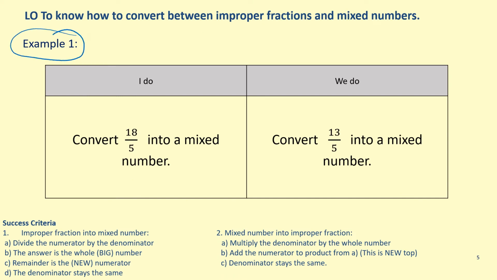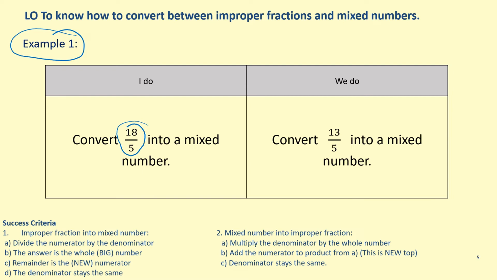Convert 18/5 into a mixed number. So what we have here is an improper fraction, or top-heavy fraction, the one that has a bigger top than the bottom. So the numerator is larger than the denominator, and we want to convert it into a mixed number. A mixed number is a number with a whole number, a big number, an integer, and then a fraction which is proper. That means the fraction has a lower numerator than the denominator, or the top is smaller than the bottom.